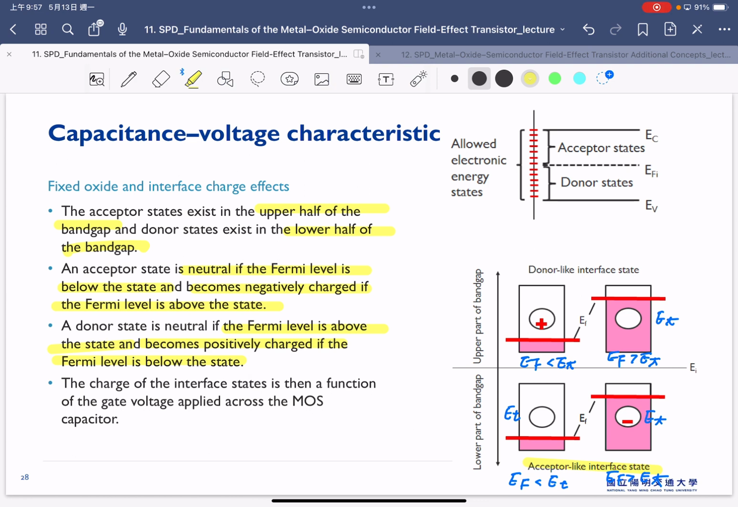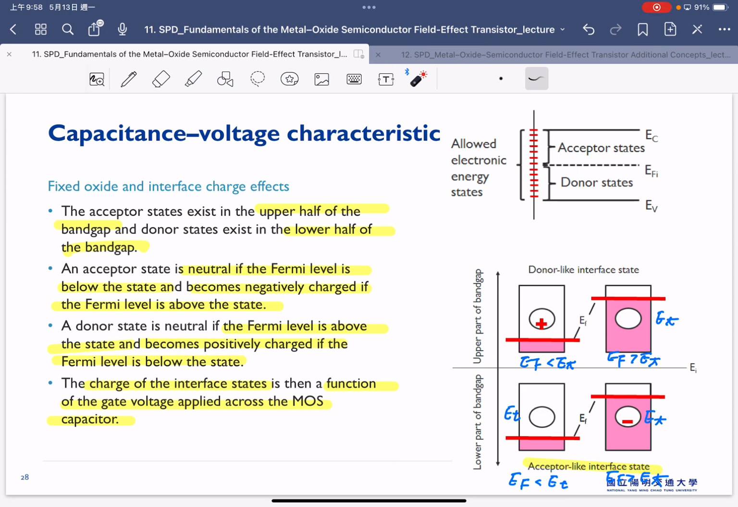Basically, whether it becomes a positive or a negative charge depends on the Fermi energy, and the Fermi energy depends on our gate voltage. Therefore, the charge for the interface state is a function of the gate voltage applied across the MOS capacitance. That means once we apply a different bias, we will change this Fermi energy, and that means the different bias will lead to the trapping of this energy state here.